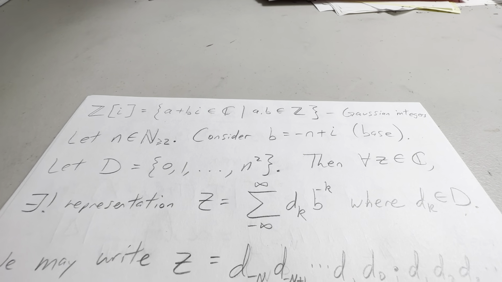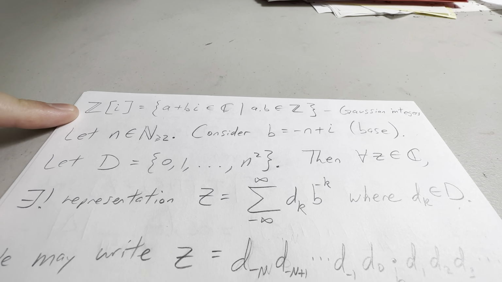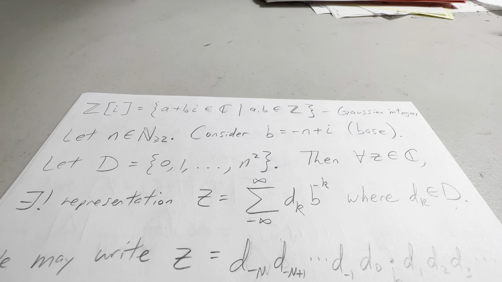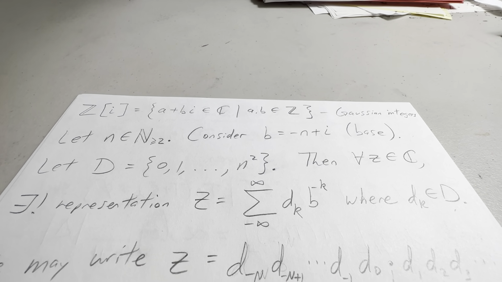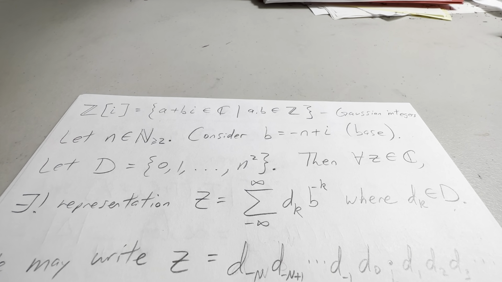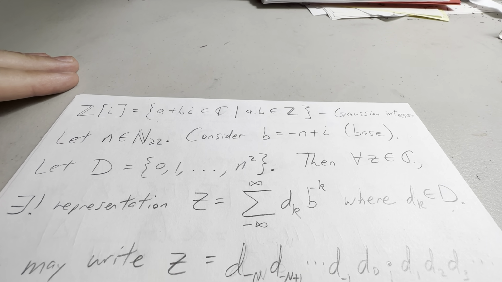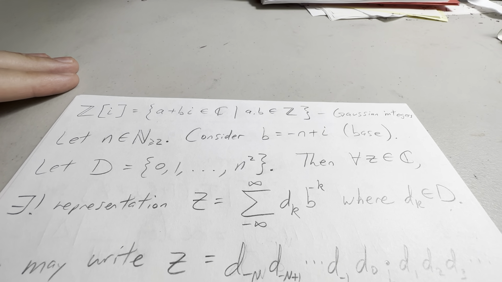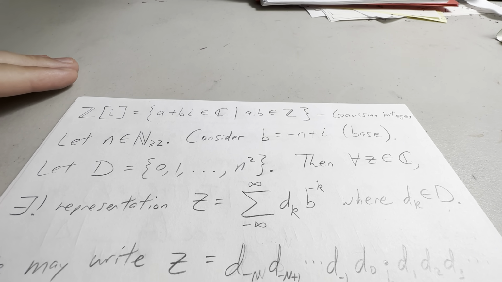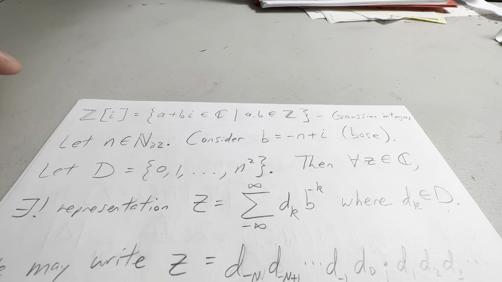Okay, so let's start at the beginning. First off, we define the Gaussian integers to be all of the lattice points in the complex plane, which means that a and b are integers. And the idea here is that we want to come up with a way to represent any complex number in the plane using a radix expansion.